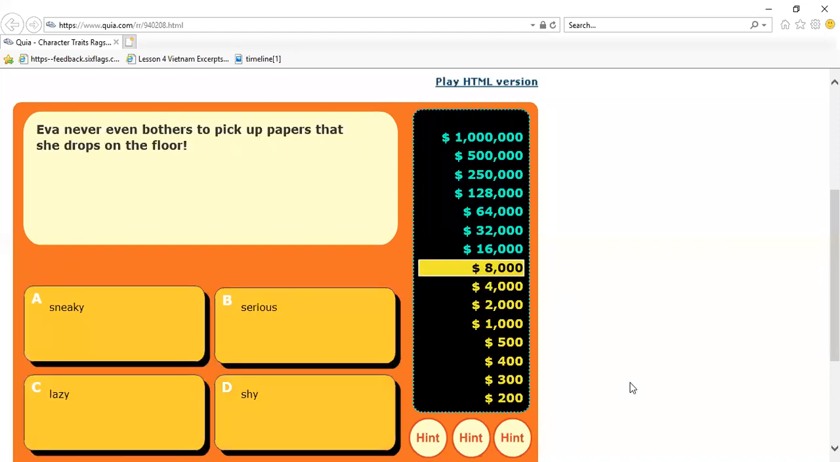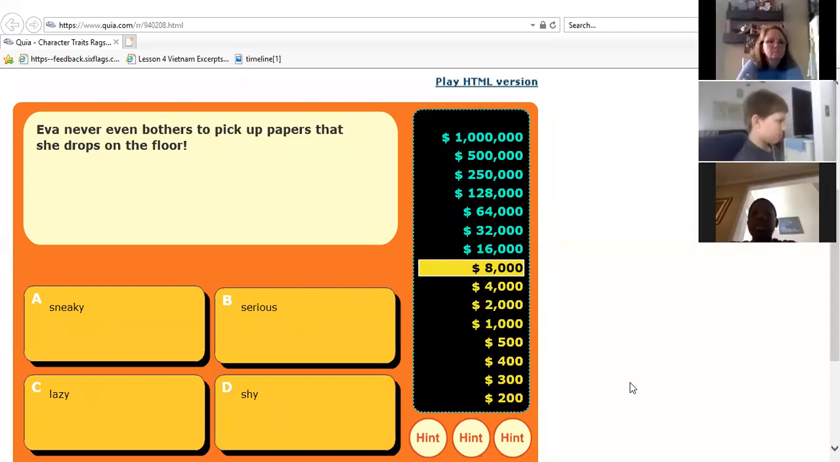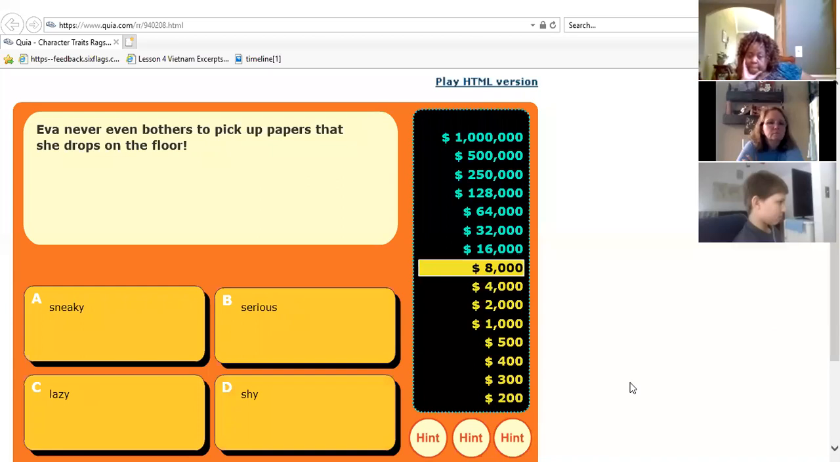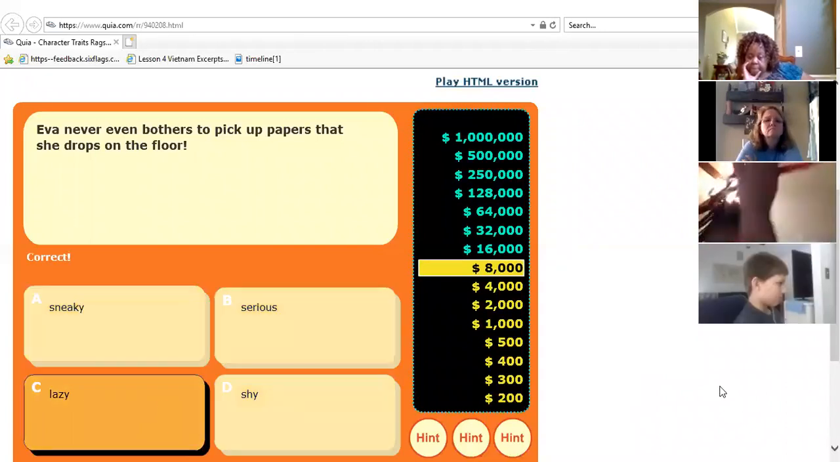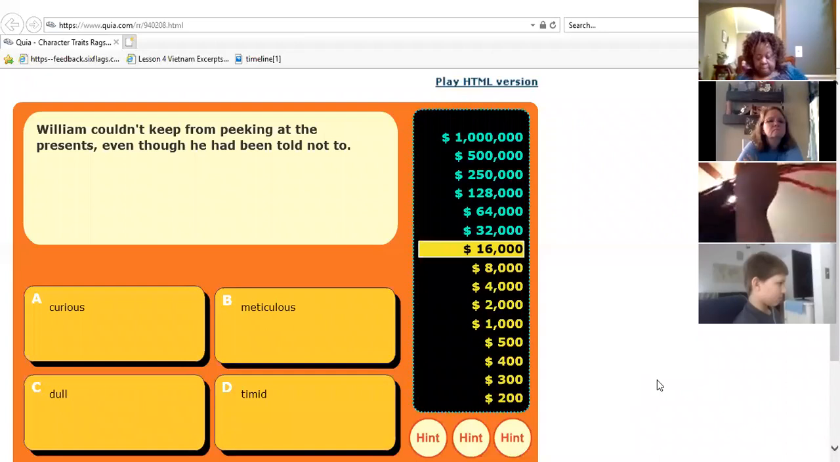Let's see. India, are you ready? Yes. All right, come on, Indy. Eva never even bothers to pick up papers that she drops on the floor. Is she A, sneaky, B, serious, C, lazy, or D, shy? Lazy. Why? Because she never picks up the papers on the floor. Good job. You ready, Nathan?